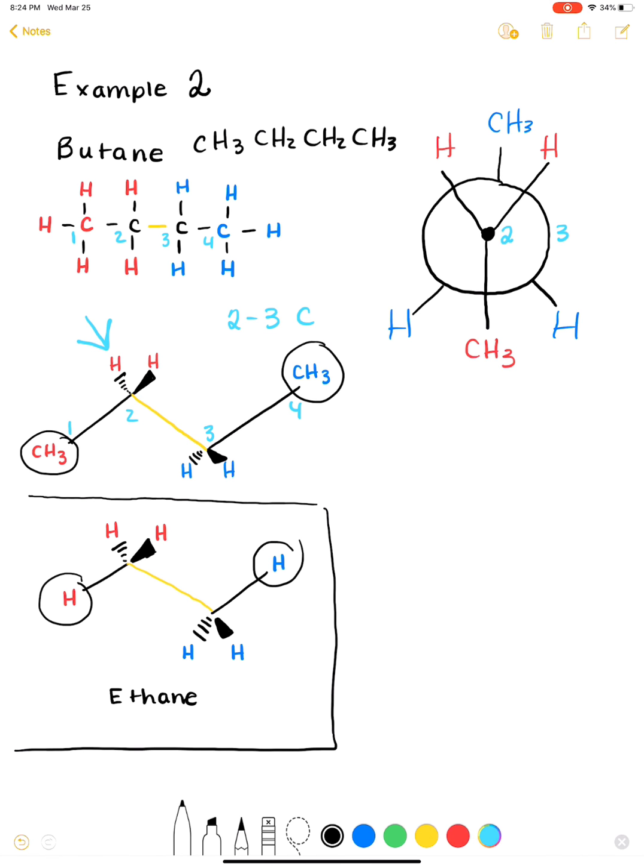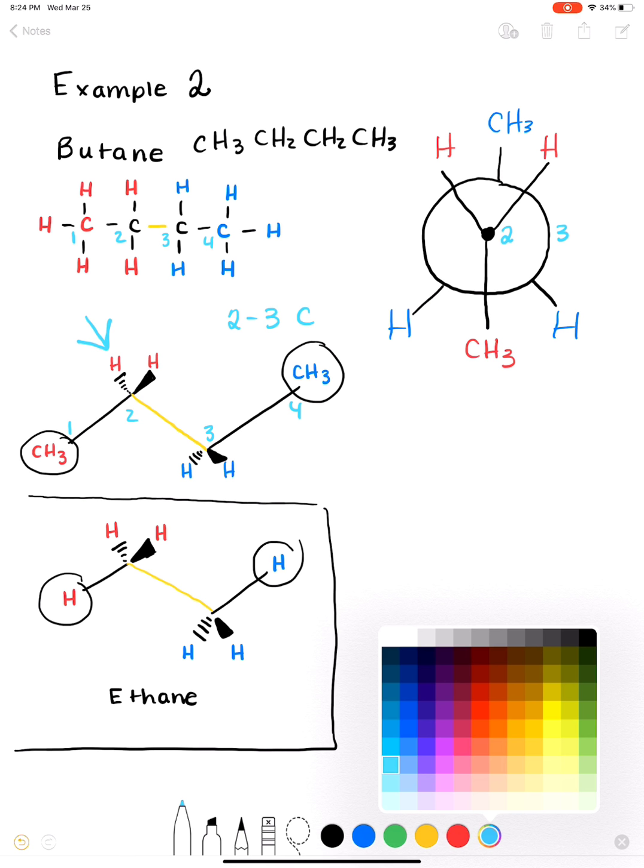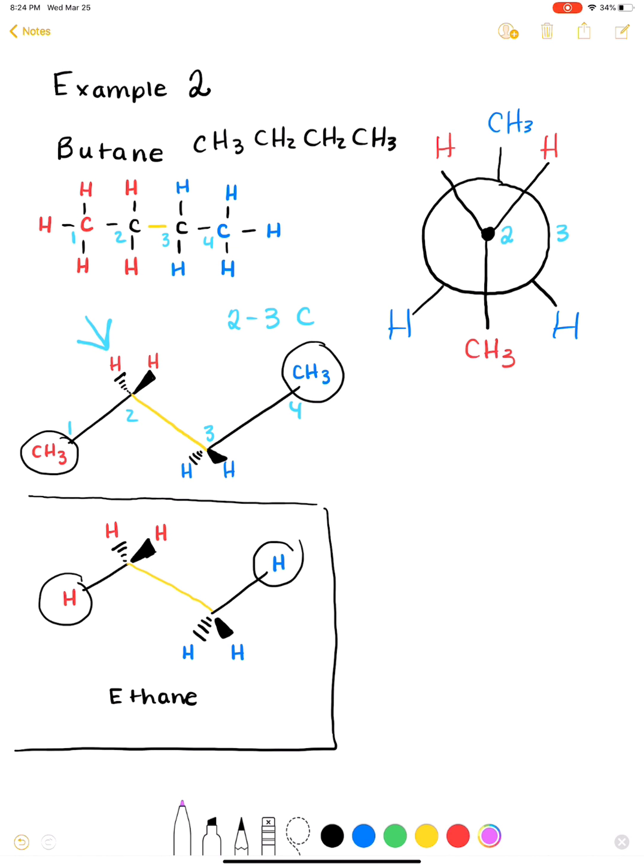The orientation of the Y shape is the same explanation as ethane. For carbon 2, we have a hydrogen coming out towards us on a wedge, being represented by a hydrogen coming out to the right. We have a hydrogen on a dash going into the board, represented by a hydrogen coming out to the left, and a methyl group coming straight down in the plane of the paper, represented here.